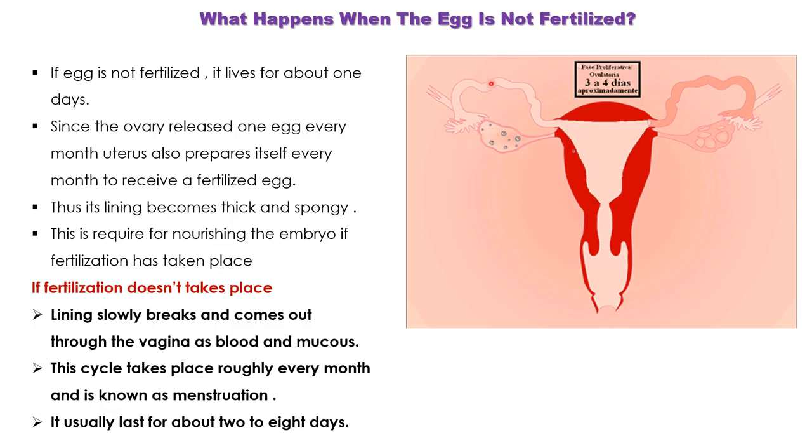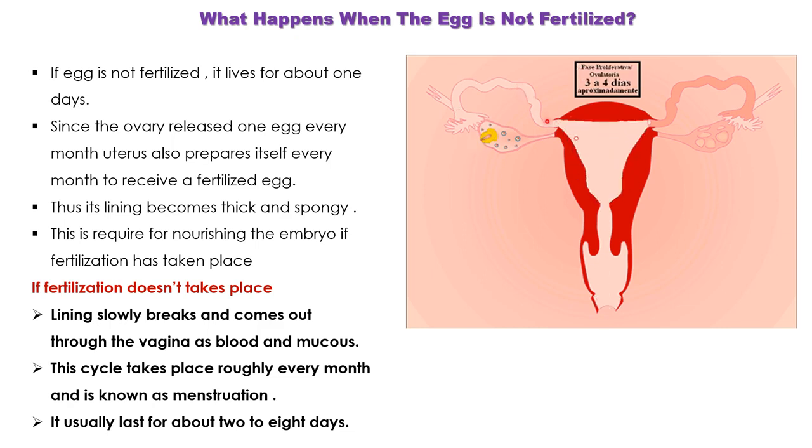So once the fertilization takes place, the egg will come down to the uterus, where the walls of the uterus are always thickened. They are so thickened so that they can support or nurture the developing embryo. But what happens if the fertilization doesn't take place? What happens if the sperm is not able to fertilize the egg?